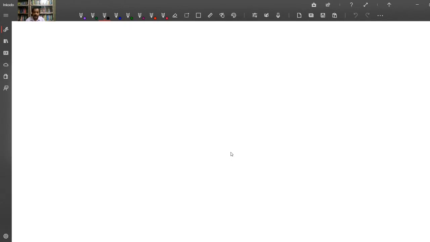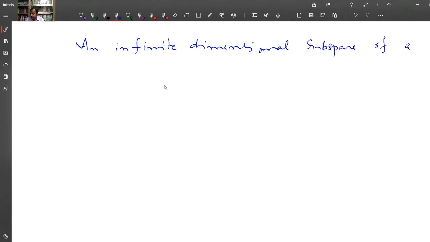Today we discuss a theorem. But before that, we discuss a problem first. The problem is this: an infinite dimensional subspace of a normed space X may not be closed in X.